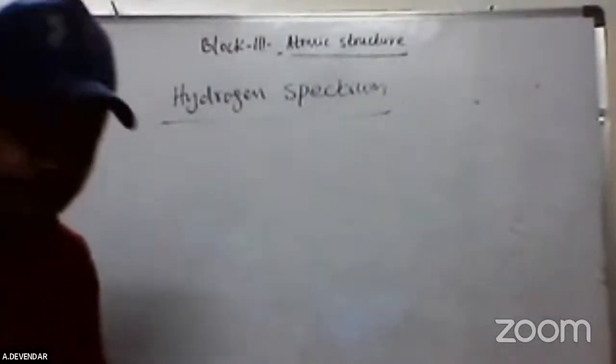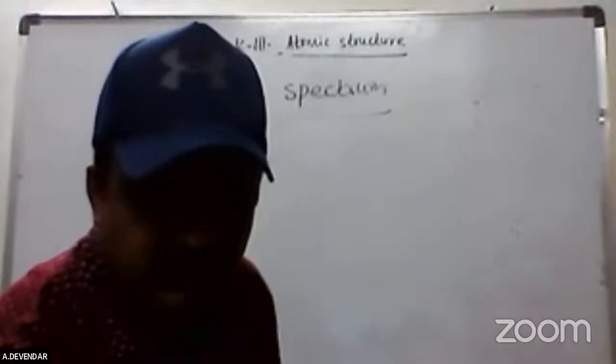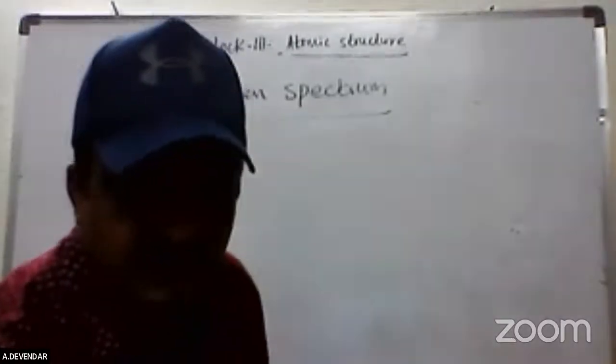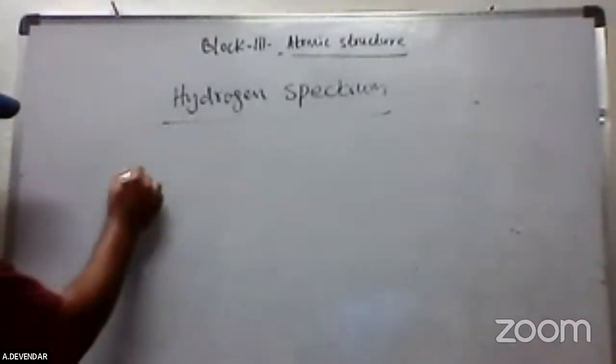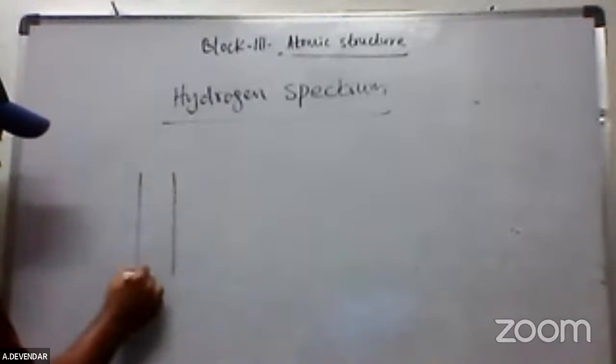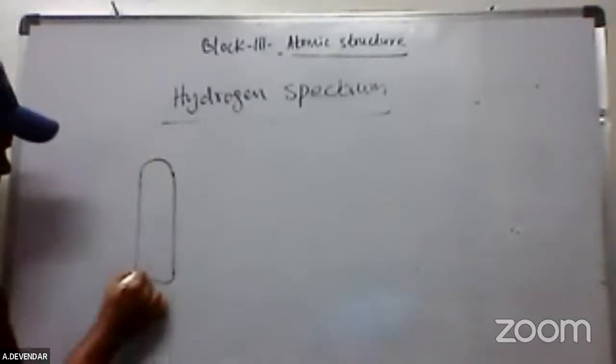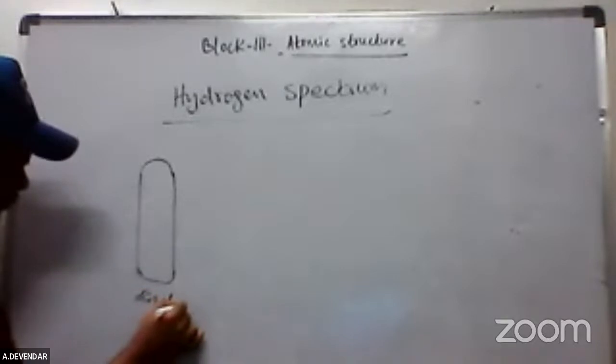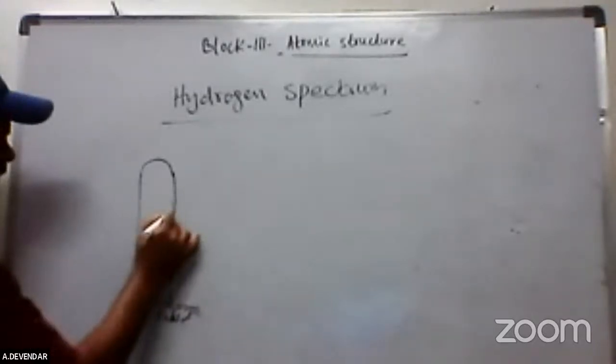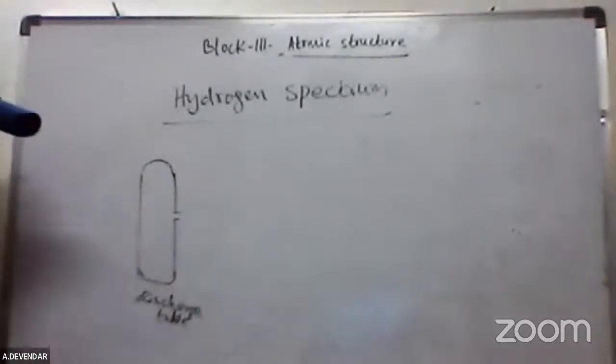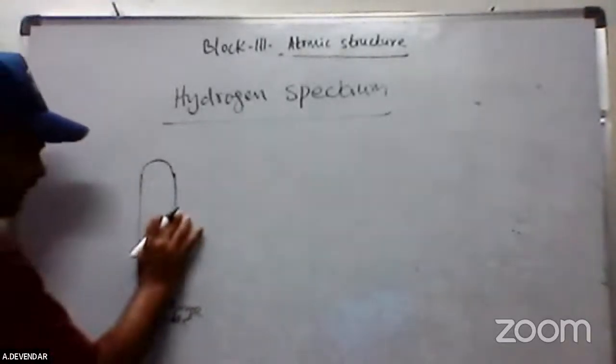Hydrogen spectrum. First, what is the hydrogen spectrum? I'm showing the experimental setup. This is the discharge tube. A discharge tube means it is a vacuum tube. I am filling it with hydrogen gas, only hydrogen gas.